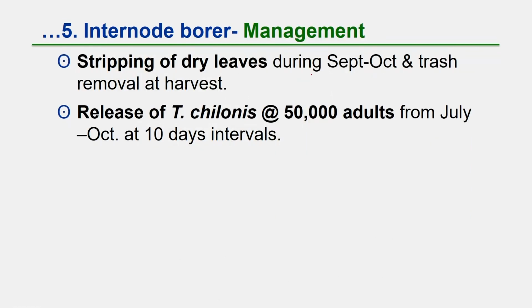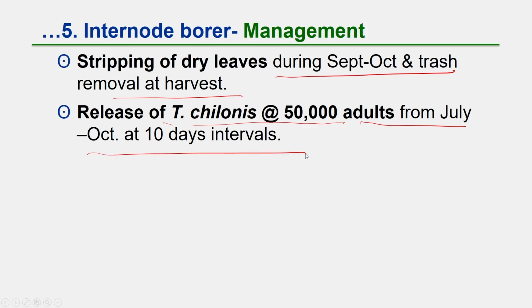Stripping of dry leaves during September, October and trash removal at harvest is important practice. Another is release of T. chilonis at the rate of 50,000 adults from July to October at 10 days interval. So this bioagent is quite effective against many insect pests of sugarcane.